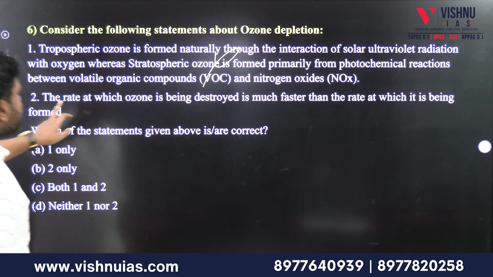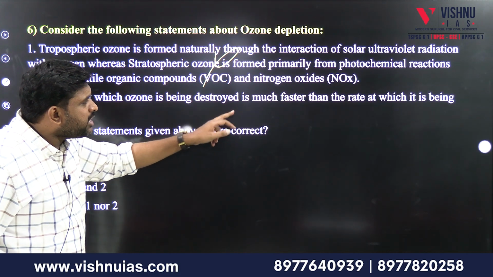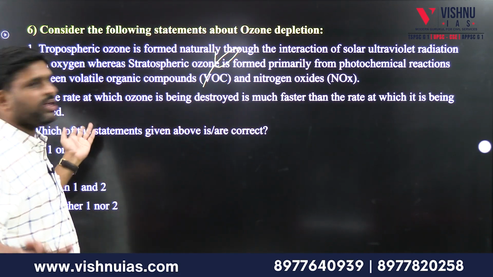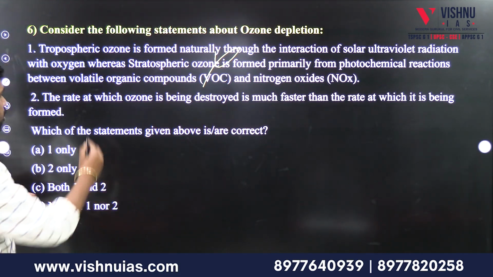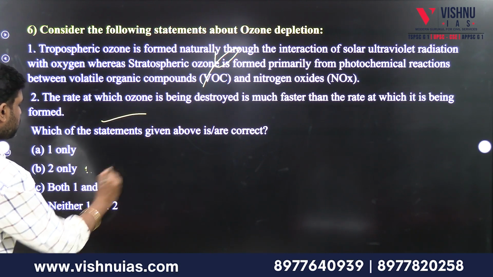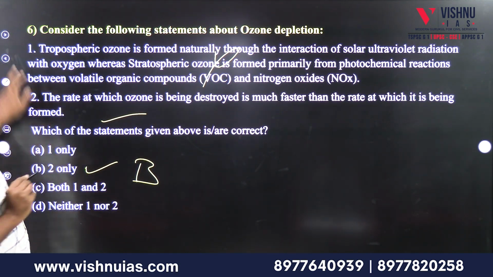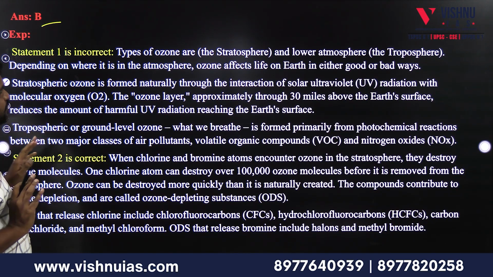Second, the rate at which ozone is being destroyed is much faster than the rate at which it is being formed. True, 100% correct. So how many of them are correct? Answer is B.